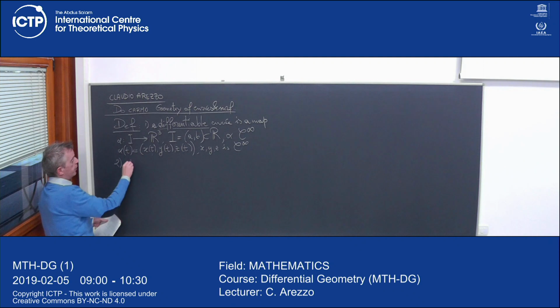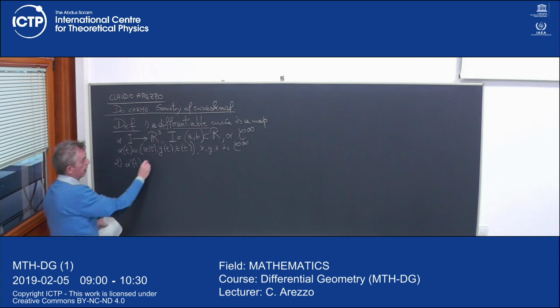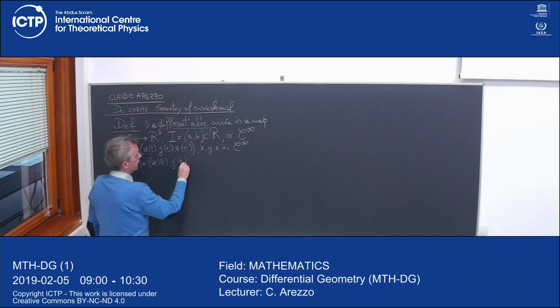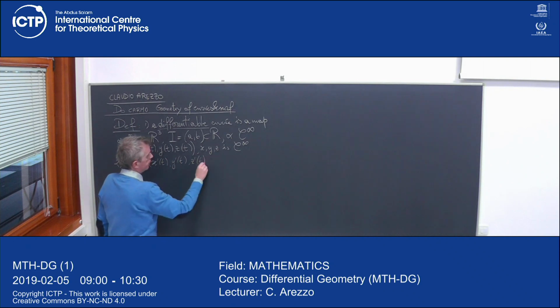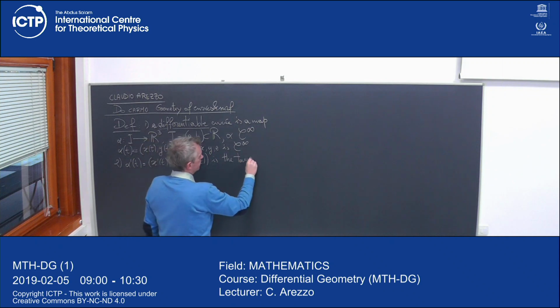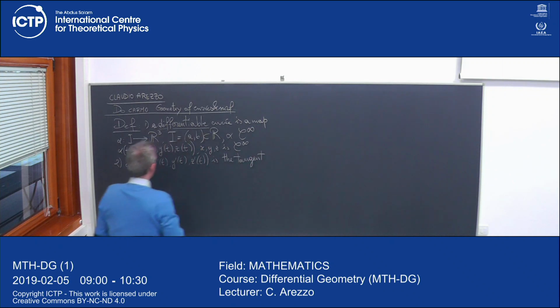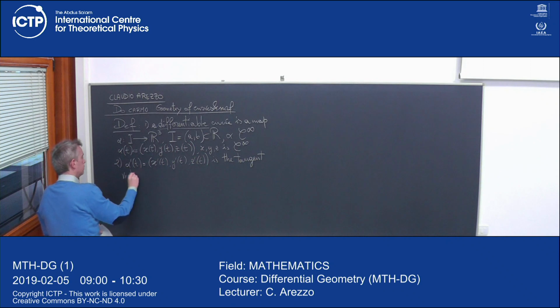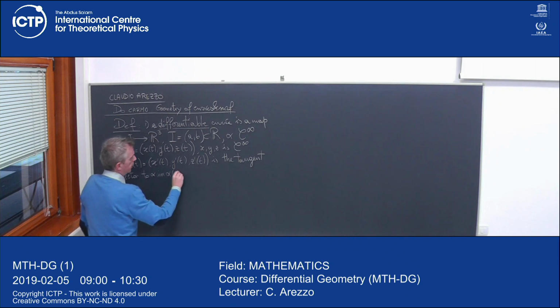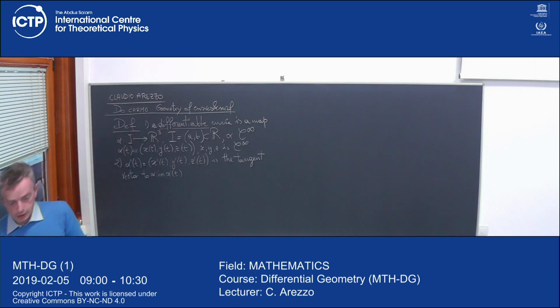Okay, so alpha prime of t, I'm writing just because I'm fixing notations. I'm sure you know all this stuff. So this is x prime of t, y prime of t, z prime of t. This is the tangent vector to alpha at the point alpha of t.